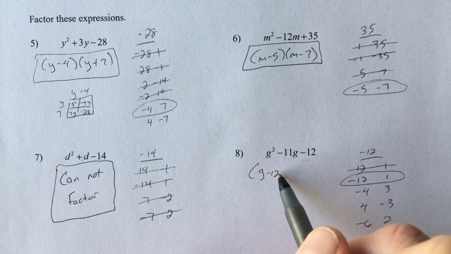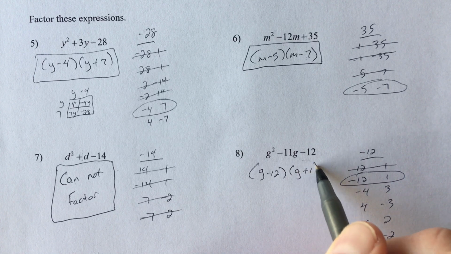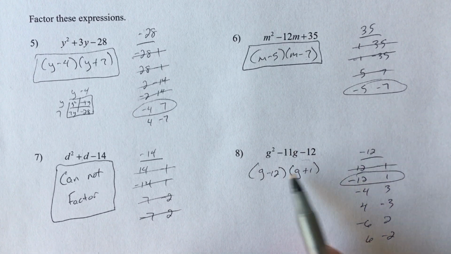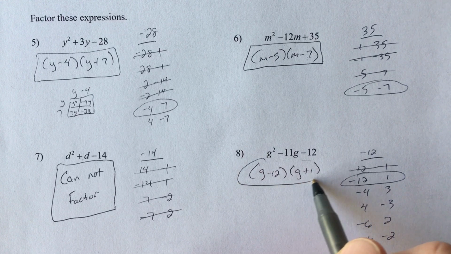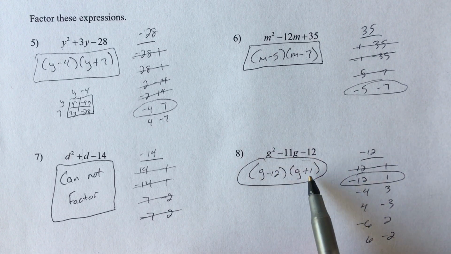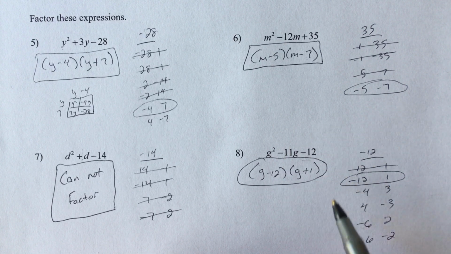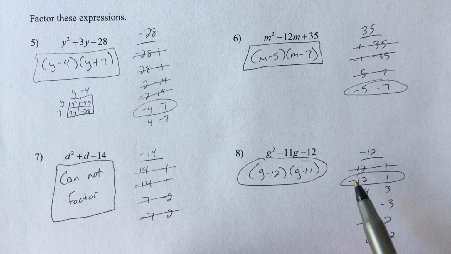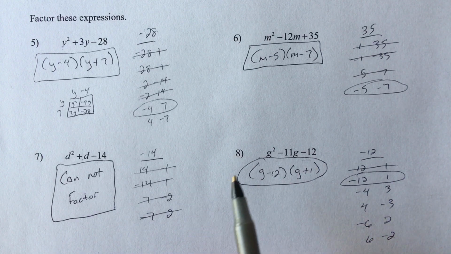As you get good at this, you're not going to need the list. You're just going to be able to kind of see it in your head and visualize it. You just want to take that last step at the end and say, okay, -12 times 1, yes. -12 plus 1, yeah. As long as it checks out that way, then you know you're good. All right, and that's 5 through 8.